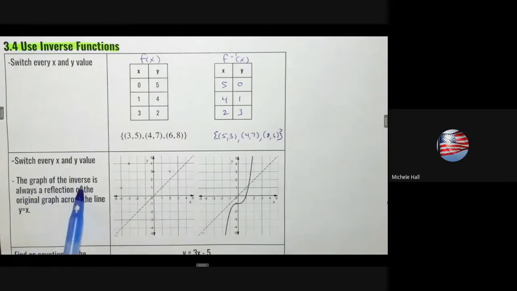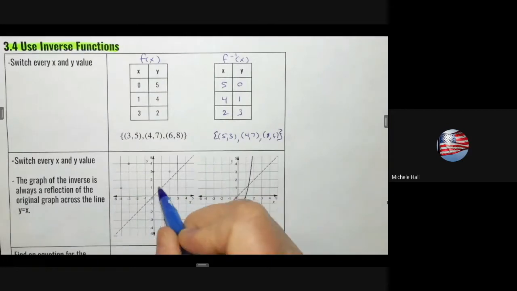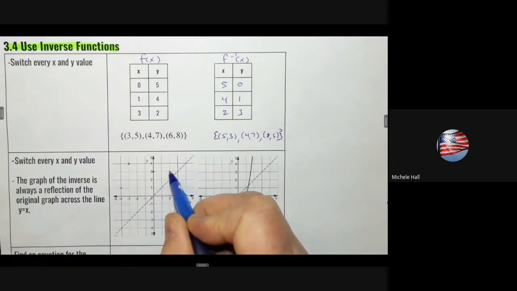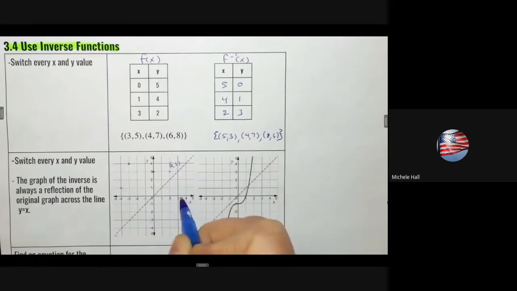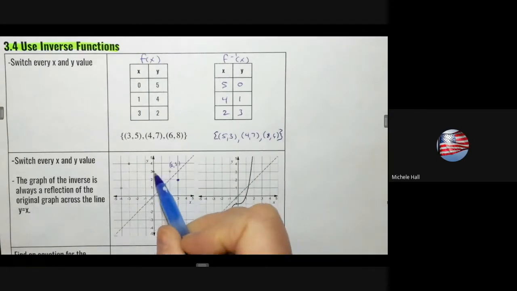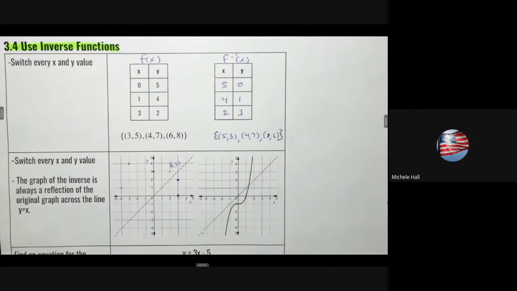The graph of the inverse is always a reflection of the original graph across the y equals x line. That 45-degree angle line, the y equals x. If I have the coordinate 2, 3, that means that 3, 2 will be in the inverse. 0, 3, 3, 0, and so on.